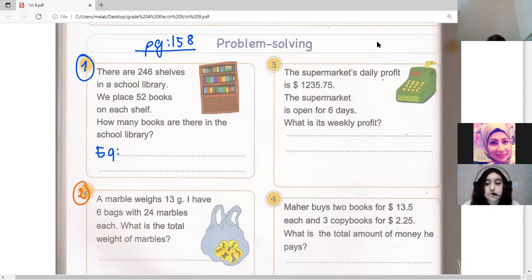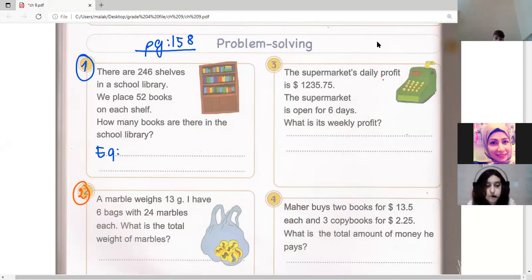Problem 1. There are 246 shelves in a school library. We place 52 books on each shelf. How many books are there in the school library? What do I mean by shelves in the library? What does it mean, shelves? It's where you put the books. Bravo, where you put the books, excellent.